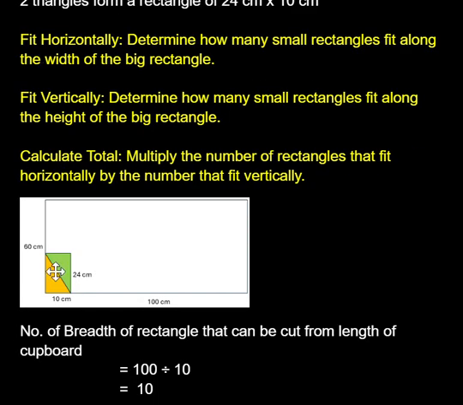Next, there are two ways to fit this rectangle into the rectangular cardboard of 100 centimeter by 60 centimeter. One is of course to fit it horizontally. The other one is to fit it vertically, and determine how many of these rectangles can be formed. Then you calculate the total by multiplying the number of rectangles that can fit vertically and horizontally, and that will give you the number of rectangles.